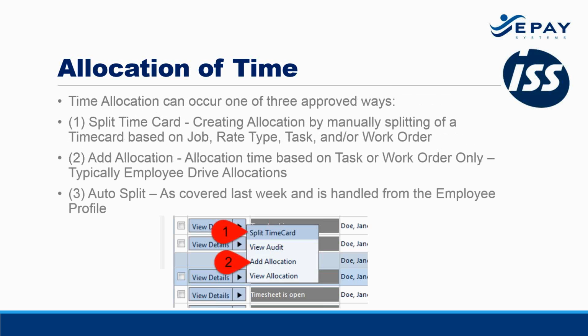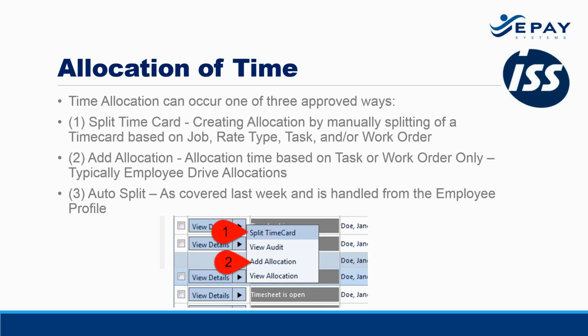Now, allocations can occur one of three approved ways. Two of the ways I'm going to talk about are directly from the time card module. The first is the split time card method, which allows you to create an allocation by manually splitting a time card based on a job, rate type, task, and/or work order. So any of the four are available. The other way looks very similar to the split time card. However, add allocation is the second method, and that is the allocation of time based on a task or work order only.